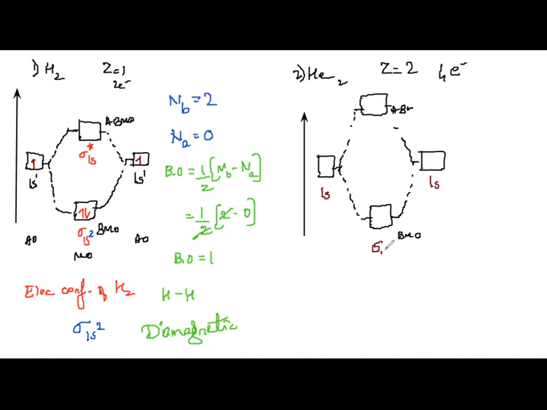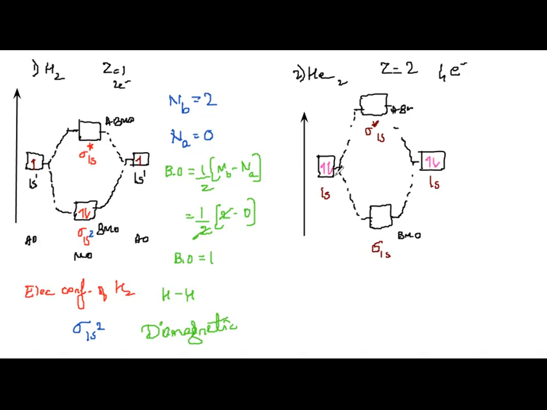This is sigma 1s. This is sigma star 1s, correct? So sigma 1s is the bonding molecular orbital, and sigma star 1s is the anti-bonding molecular orbital. Now you know that the helium atomic orbital configuration is 1s2. So I will write 2 electrons here, and the same here for the other helium atom, 2 electrons.